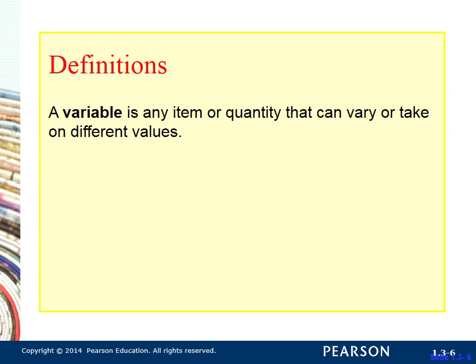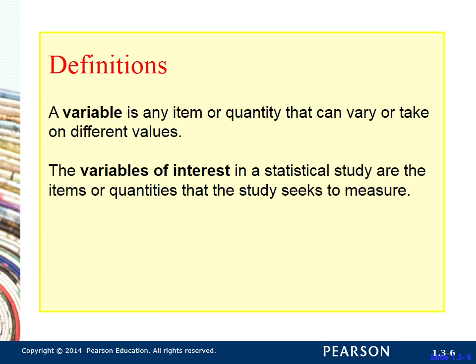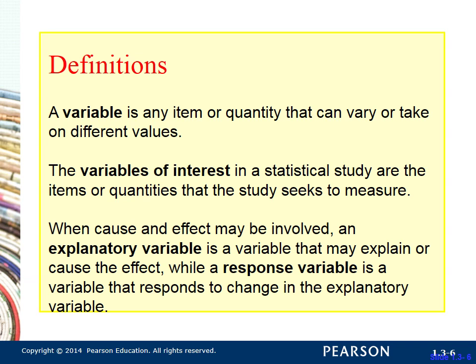All right, so a variable then is any item or quantity that can vary or take on different values. Variables of interest are the items or quantities that the study is seeking to measure. What are we interested in finding out? Variables of interest. Now, in algebra, you have the x and the y axis. In statistics, we have what are called explanatory and response variables. Cause and effect may be involved.